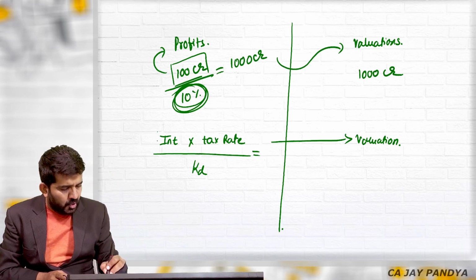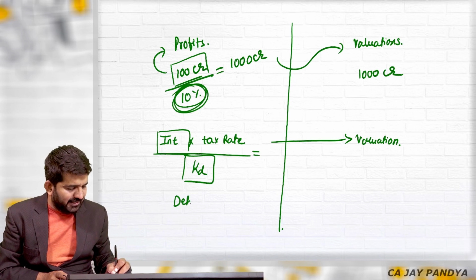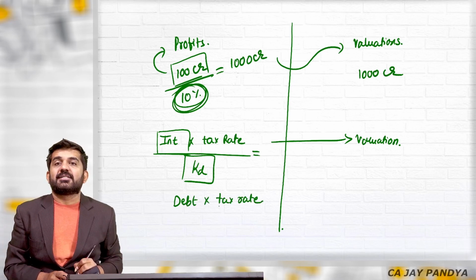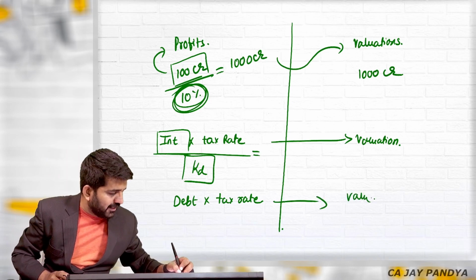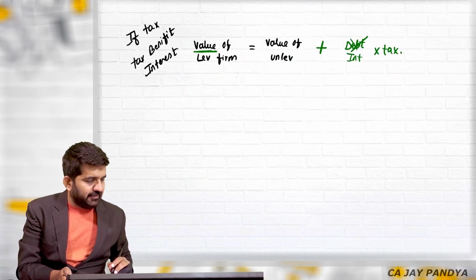Right. So what is interest divided by KD? Interest divided by KD is debt multiplied by tax rate. It will be nothing but the answer of valuation. Try to understand once again.